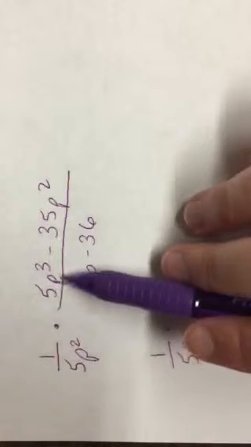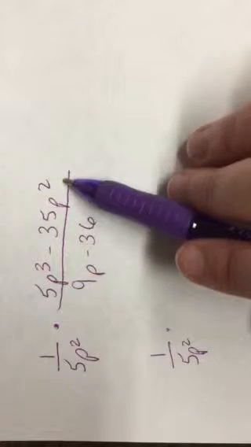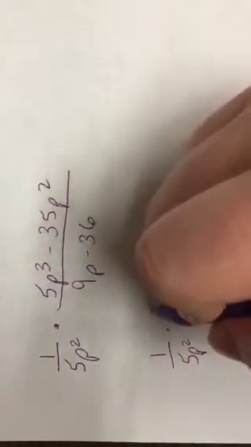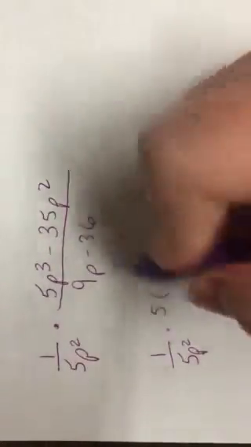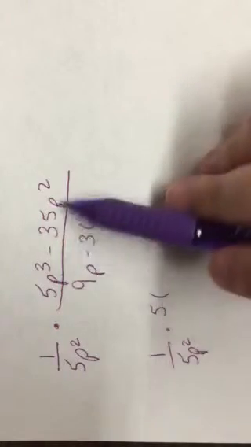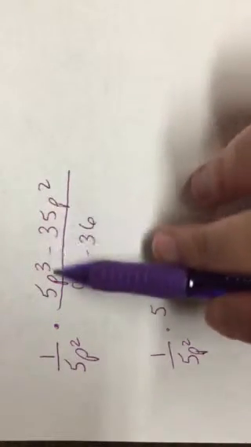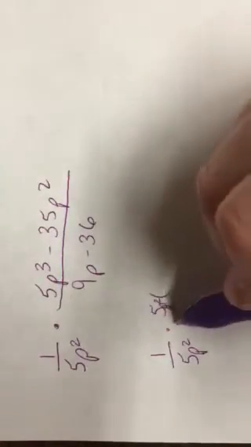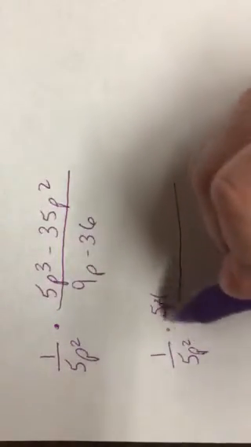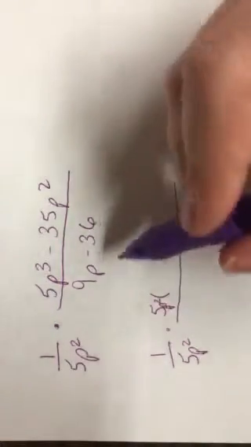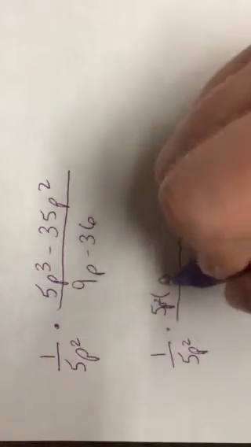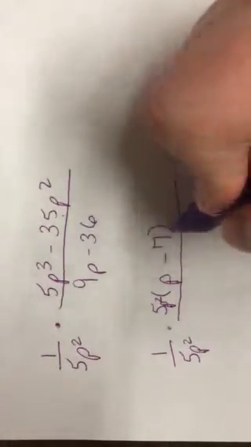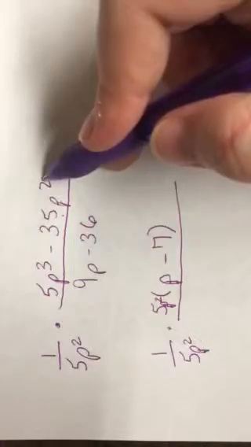Now let's look at this. 5p cubed minus 35p squared. 35 and 5 are both divisible by 5, so we can factor out a 5. We have a p cubed and a p squared, so they both have p squared, so we can factor out p squared as well. Now look how nice that's going to match up down here. Isn't that great? So what am I left with? I'm left with a p minus, well, 35 divided by 5 is 7. And we factored out this p squared.